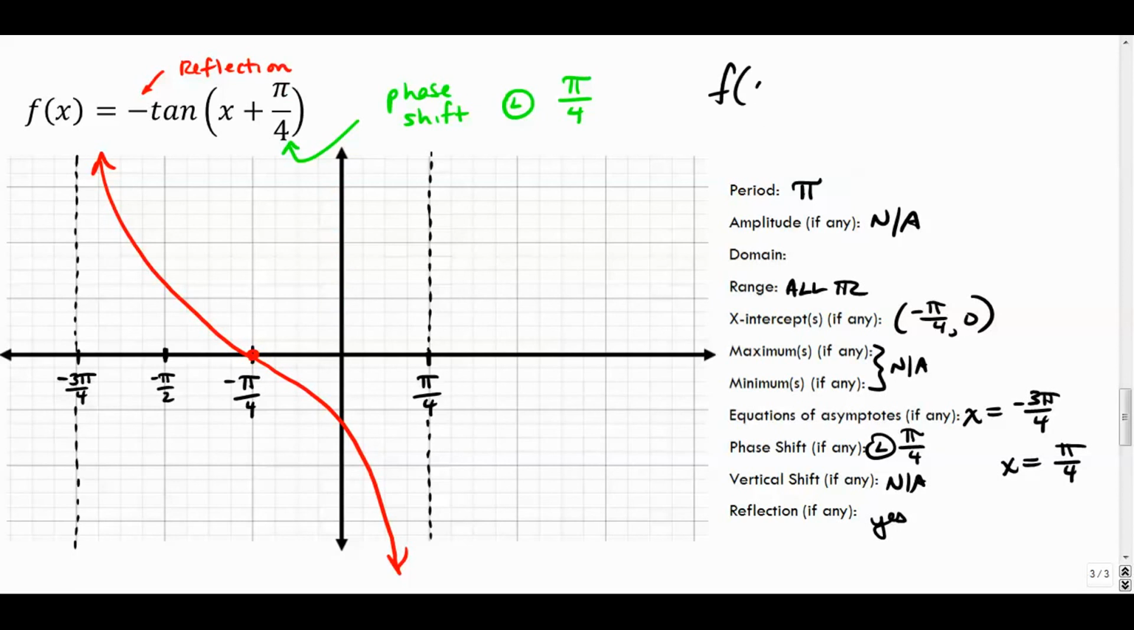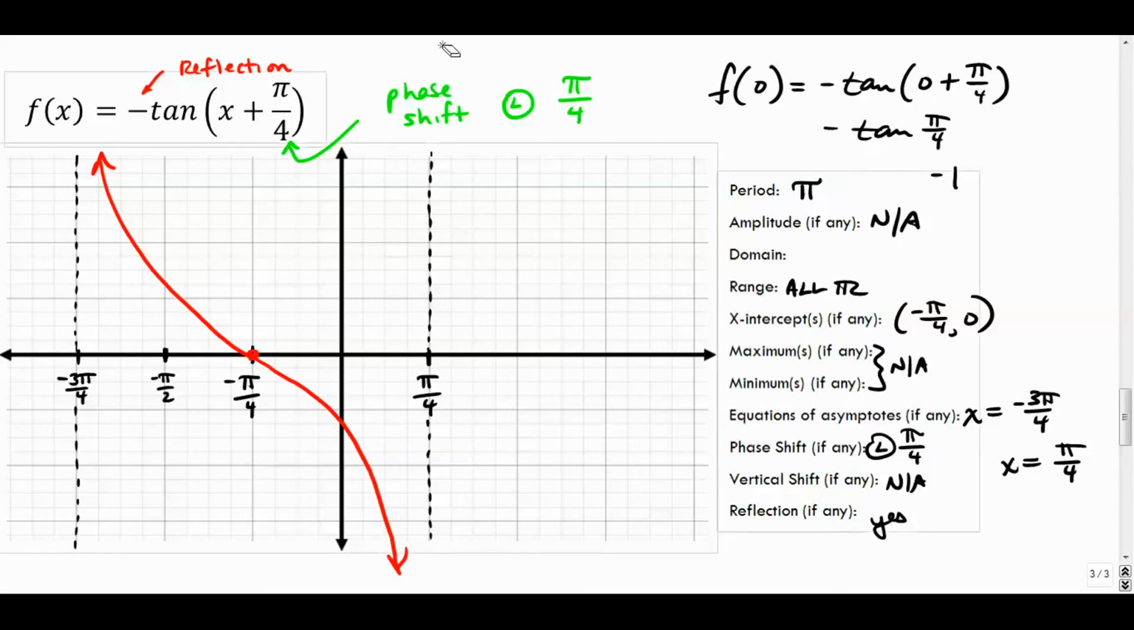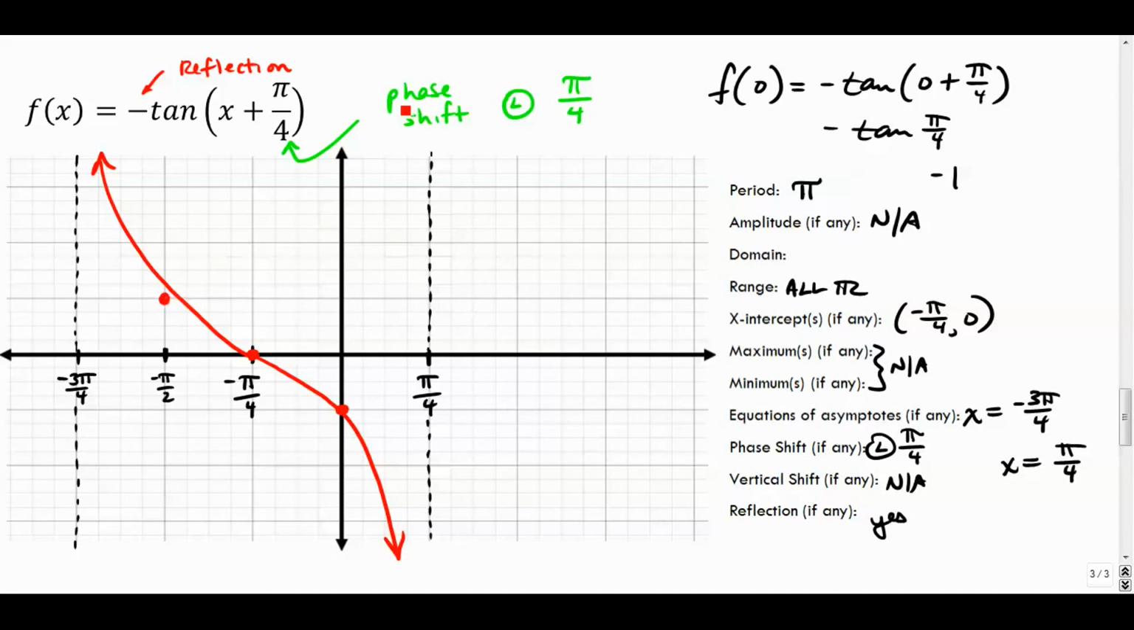I'm going to calculate f of 0 really quickly. So this is negative tangent of 0 plus pi over 4. So negative tangent of pi over 4. I know that tangent of pi over 4 is 1, so this is negative 1. So I'm going to make sure that at 0 I'm going down to negative 1 right there. So now my graph is a little bit different than it was. Something like this. And that leads me to believe that at negative pi over 2 it should go up to positive 1. So let's go ahead and check that one too.